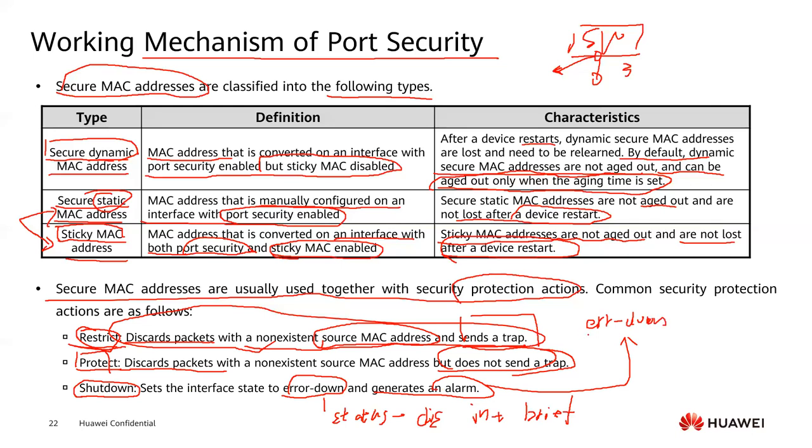To set the error-down cause, you need to set it to port-security shutdown, and then set an interval. If during the interval the switch doesn't receive any frame whose source MAC address is not in the static or dynamic security MAC address, then this command will recover the port. That means this port will come back to normal state and can continue to forward frames.